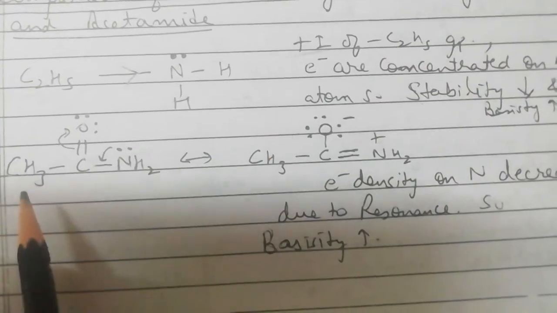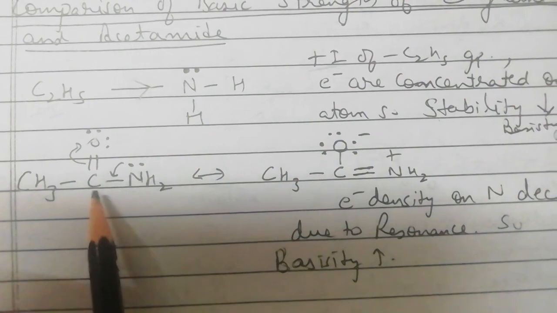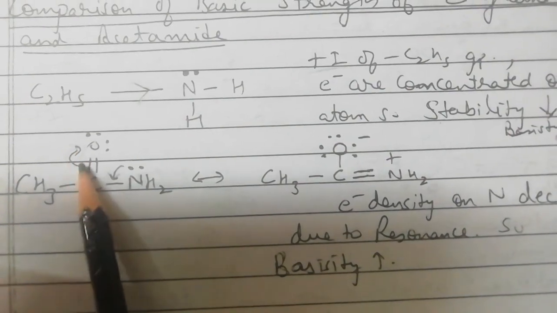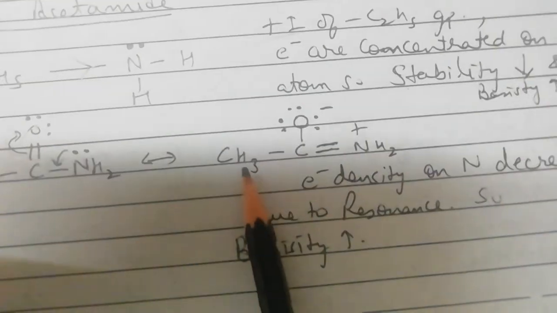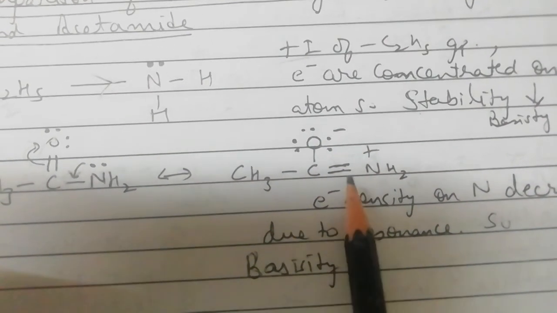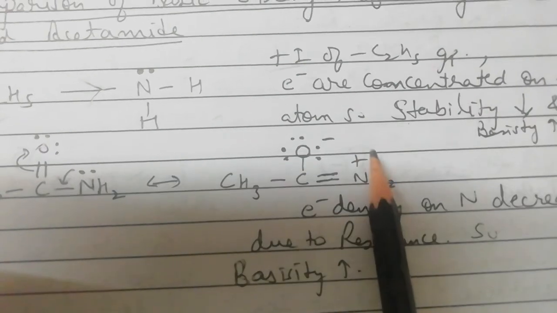In case of acetamide, we can see nitrogen already has one lone pair of electrons, but this C double bond O group will show resonance. These electrons of the NH2 group will move on this side and these electrons of the double bond will move on this side. So what resonating structure will we get? CH3, C, negative charge on oxygen, this single bond will be converted to double bond, and positive charge on nitrogen.